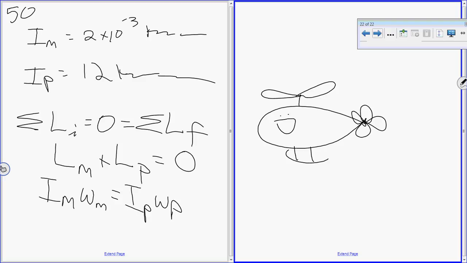Counters it, right? So the idea is the top propeller is going to make the body of the helicopter want to go like this, right? So this propeller here pushes that way to counteract the rotation produced by the top propeller, right? This is a helicopter without that. Does that help?